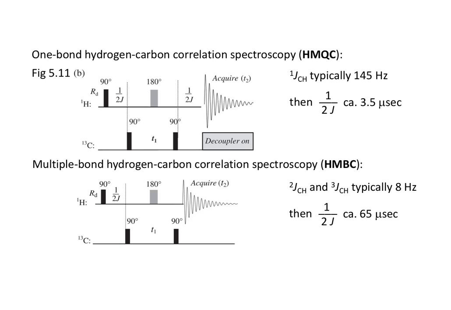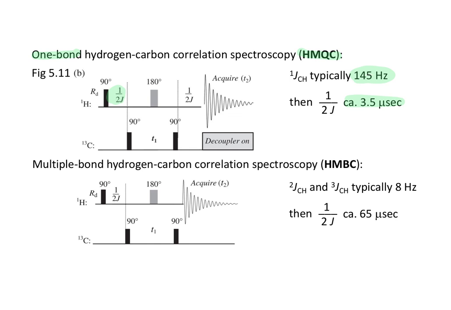In this video, we return to hydrogen-carbon correlation spectroscopy. As a review, the one-bond HMQC experiment focuses on one-bond carbon-hydrogen coupling constants, which are fairly large in magnitude. That means that the length of the delay between the pulse on the proton frequency and the pulse on the carbon frequency is relatively short, on the order of 3 to 4 microseconds.